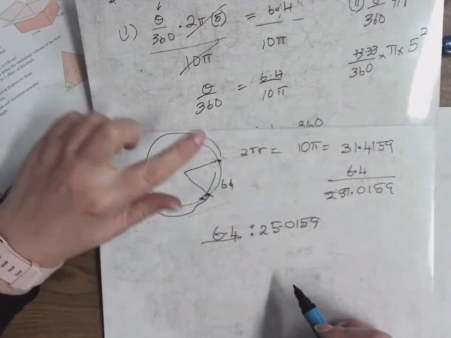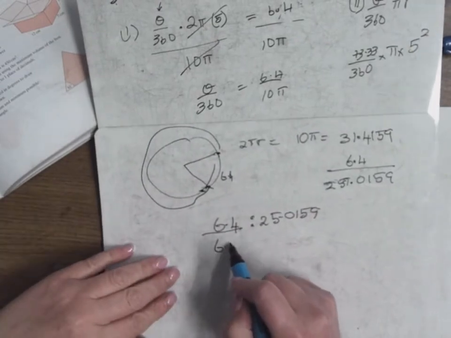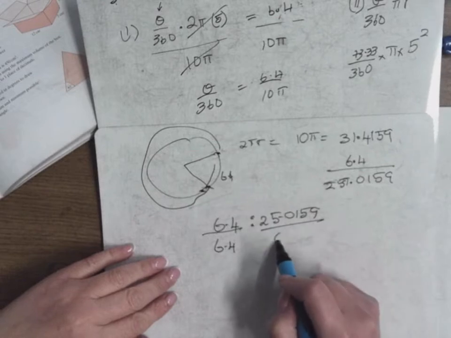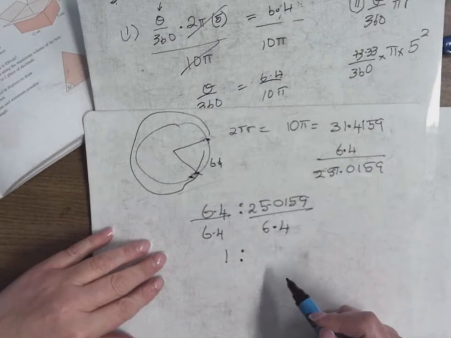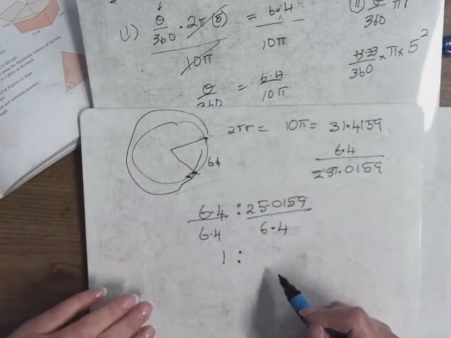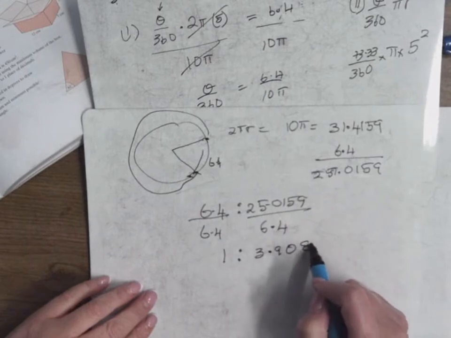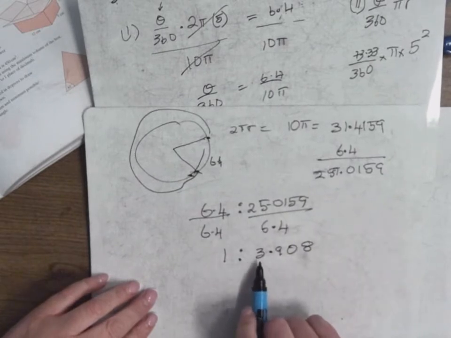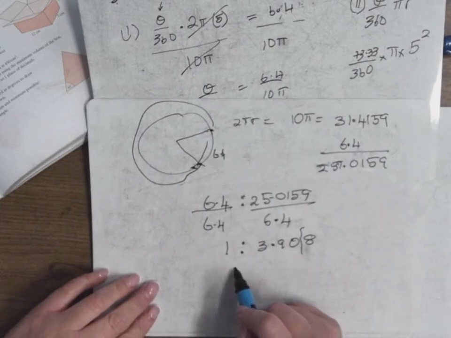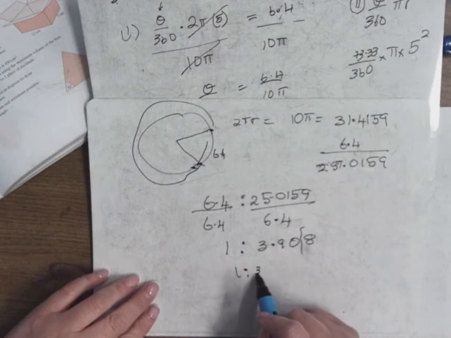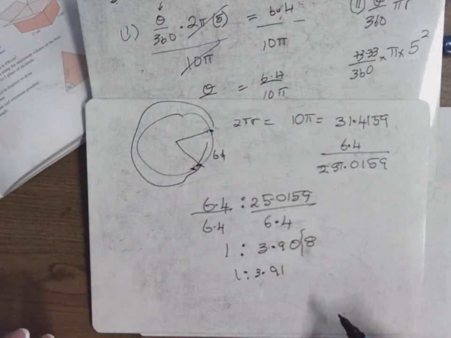Okay, so minor arc, major arc, right? So minor arc is to major arc, and then it says 1 is to something, so divide each side by 6.4, and you'll get 1 is to, does anyone have an answer for that? To 3 significant figures. 3.908? Yeah. Okay, so 3 significant figures means I'm only allowed to write 3 numbers. 3.90, if I cut it off there, it'll be 3.91. Is that okay? Are we good?